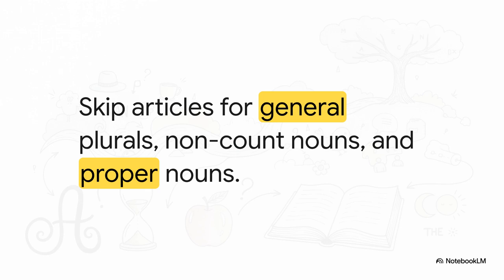We also skip articles for general non-count nouns. Water is essential for survival. We don't say the water is essential, just water. And, as a really solid baseline rule, we omit articles before proper nouns, like people's names and languages. You speak French. You definitely don't speak the French.